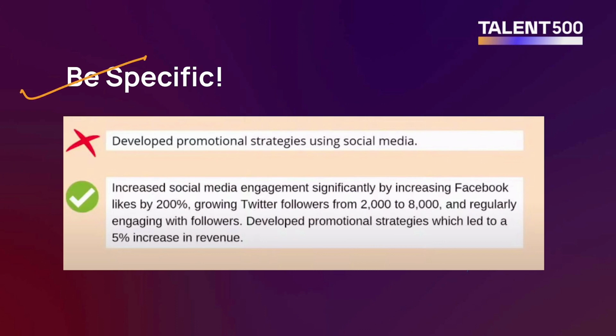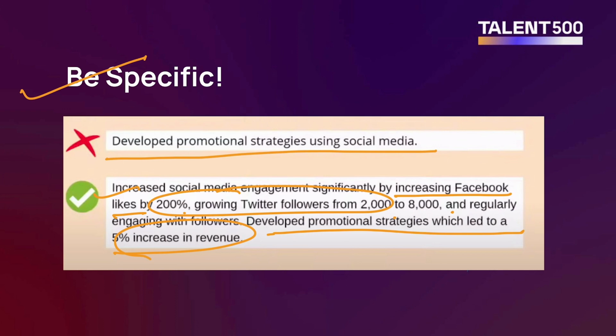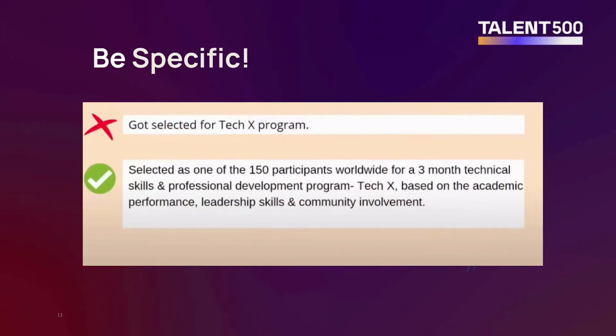And be specific when you are writing paragraphs about your achievements. You can take a screenshot of this. Don't be like, I developed promotional strategy using social media. You have to tell the impact as well. Like, increased social media engagement significantly by increasing Facebook likes by 200%, growing Twitter followers from 2000 to 8000, and regularly engaging with followers. Impact is very important. Whatever work you did in that internship, in that job, what impact it had, that's very important to mention.